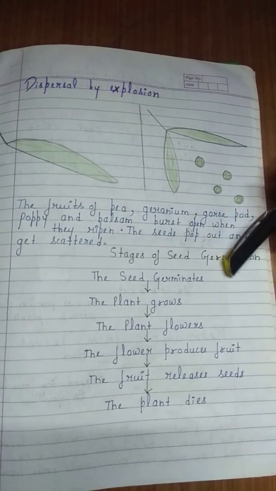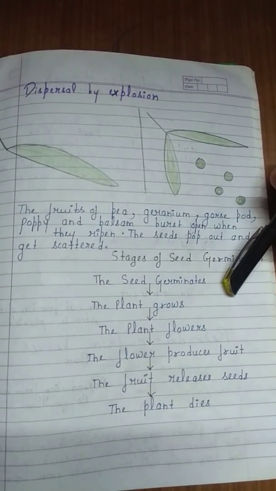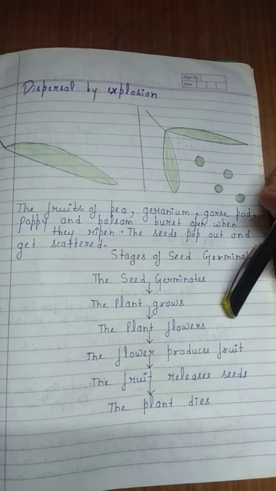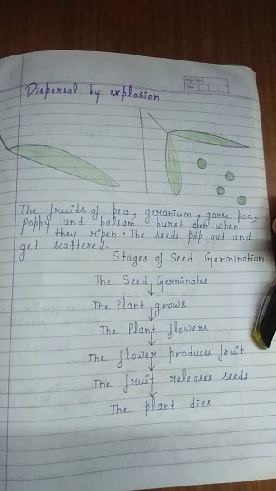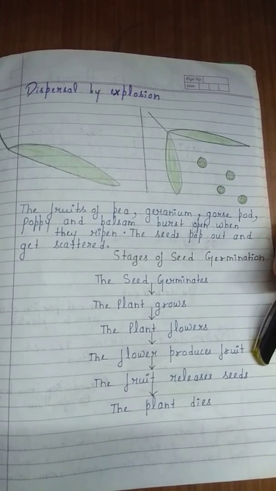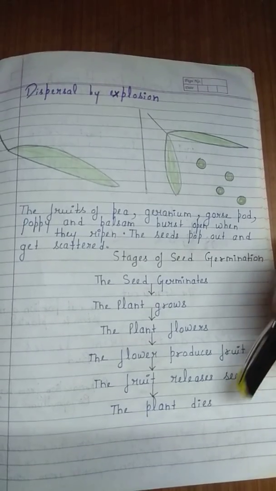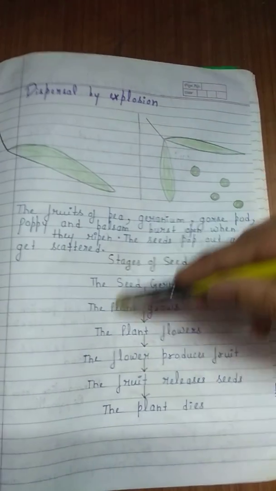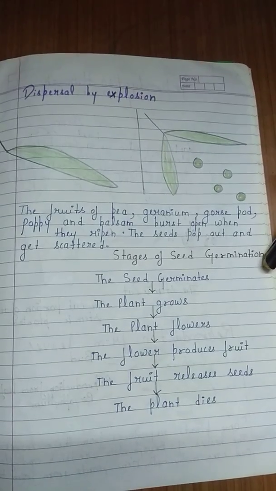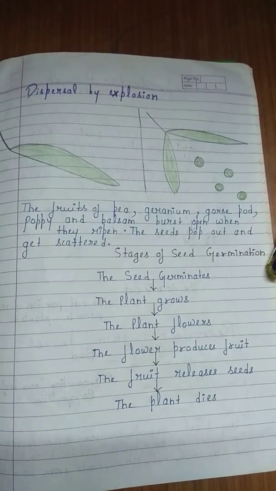First stage, the seed germinates. Second, the plant grows. Third, the plant flowers. Fourth, the flower produces fruit. Sixth, the fruit releases seed and then the plant dies. So beta, all these are the stages of seed germination. Okay, beta? Now let's move forward to crops.